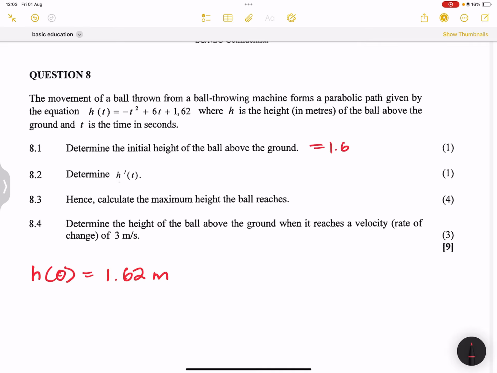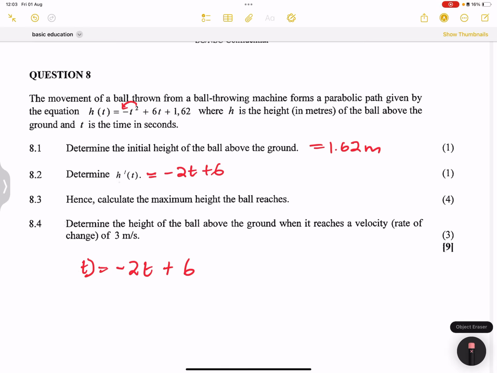All right, now they say determine h prime of t. Okay, so that's going to be the power jumps down. That's minus 2t plus 6. So that's how we're going to get h prime of t. That's minus 2t plus 6. And they say, hence, calculate the maximum height the ball reaches.